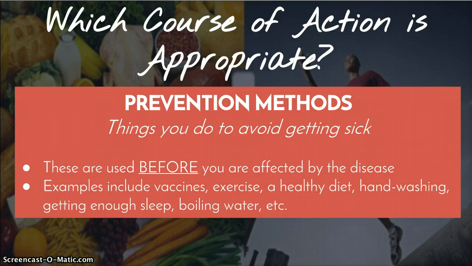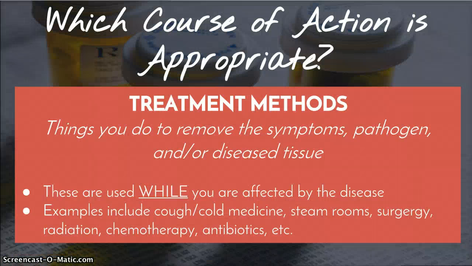Prevention methods are very dependent upon the type of disease, but these are things like vaccines, exercise, a healthy diet, washing your hands really well, getting enough sleep, boiling water, which we'll talk about why that's important depending on the pathogen. But these are things that you do so that whatever causes you to get sick doesn't affect you. It stops the pathogen from entering your body.